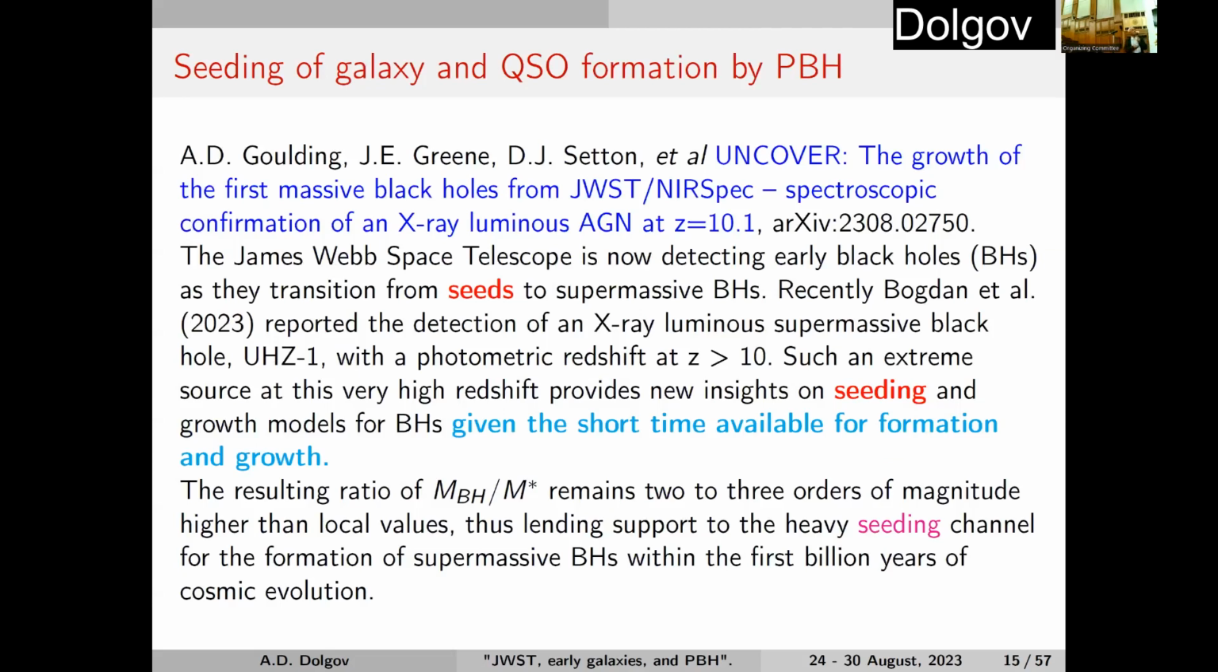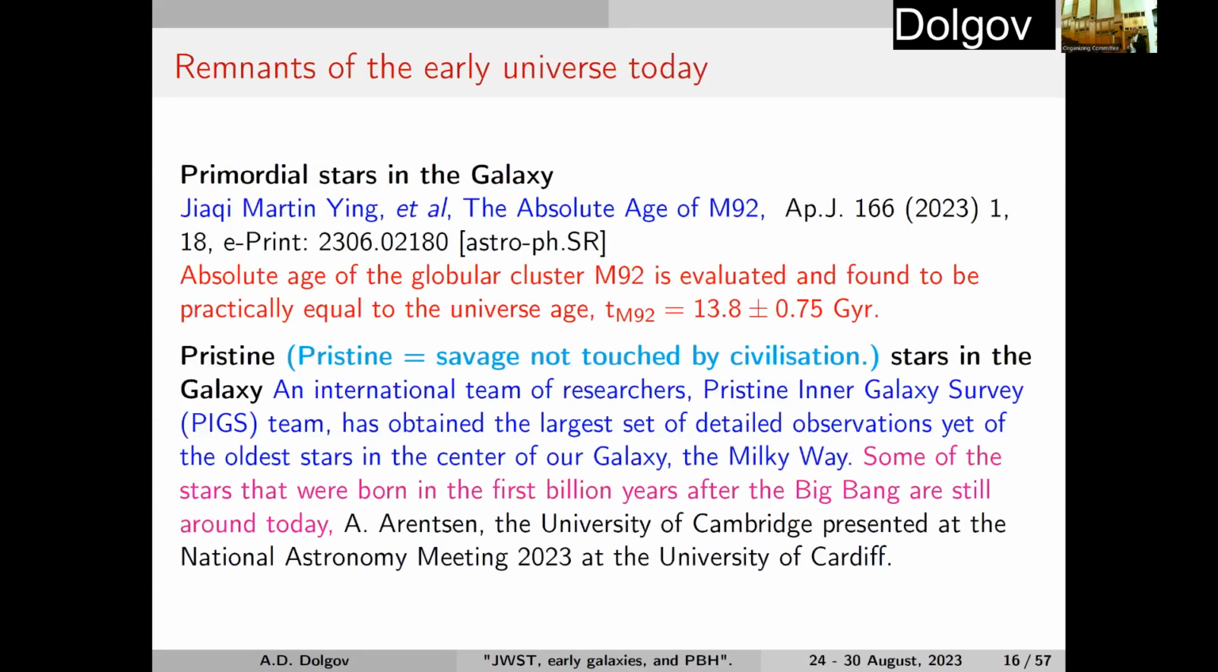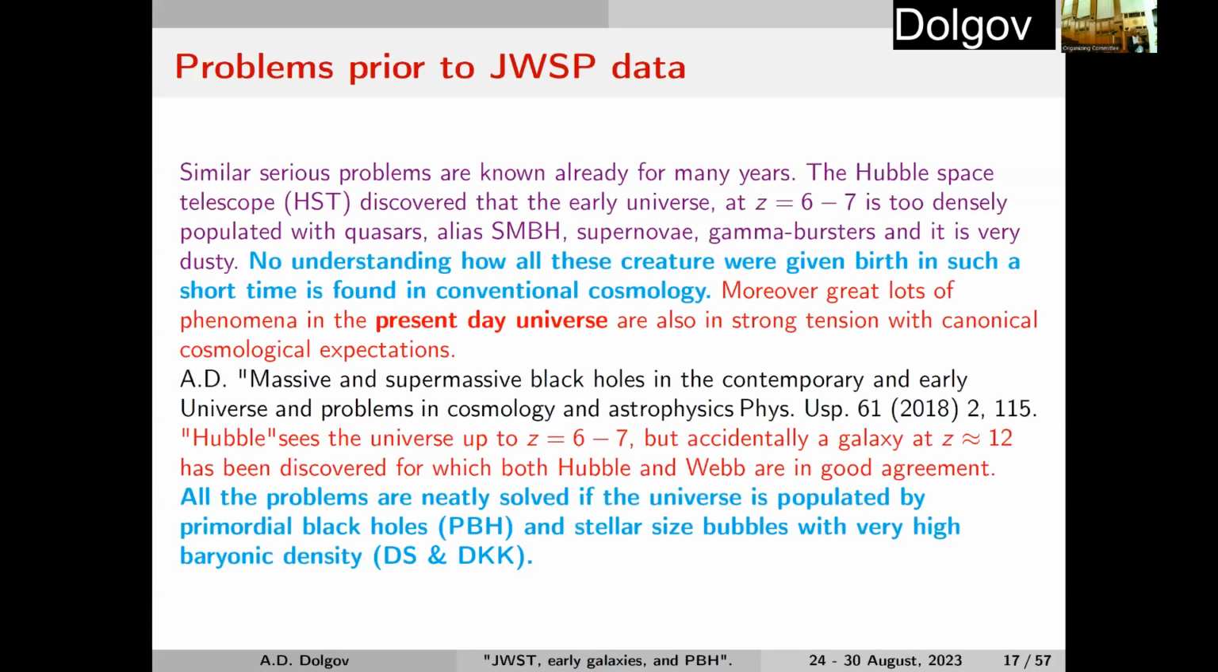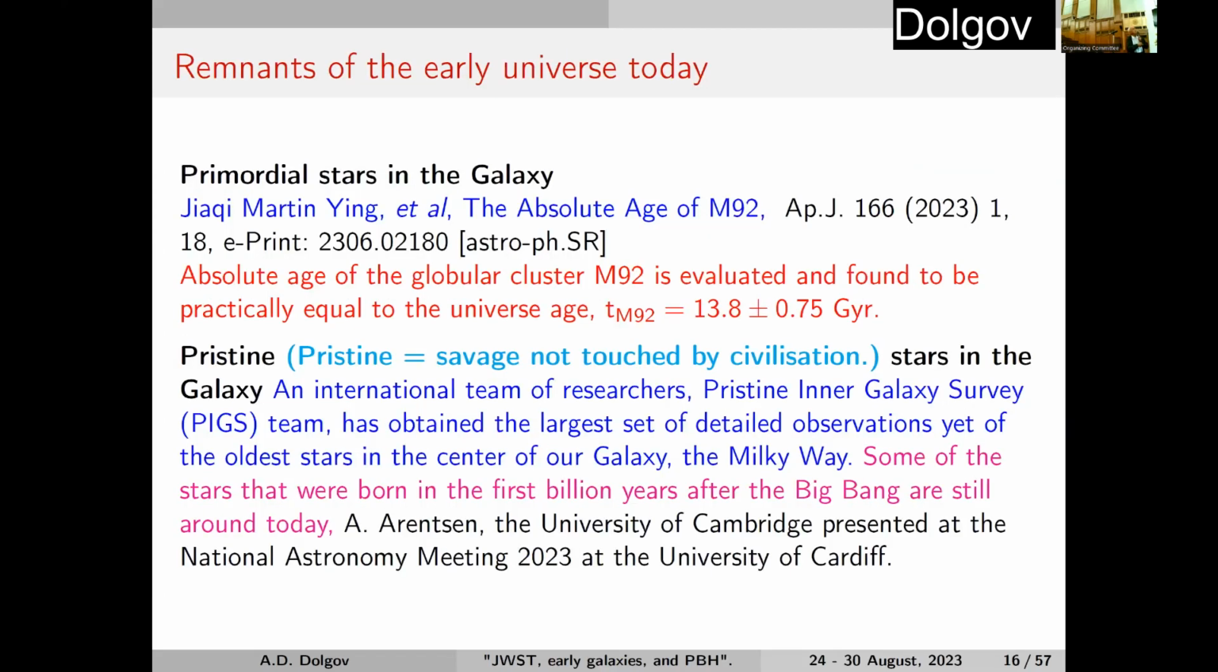Okay, now there is another interesting thing observed very recently: two kinds of very old stars in the galaxy. They say there are objects, primordial stars in the galaxy. The age of those stars, estimated by the standard method, is approximately equal to the universe age.